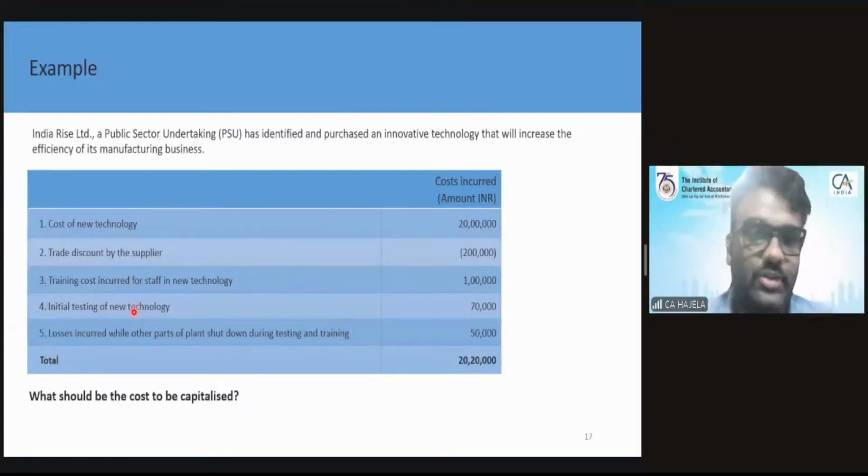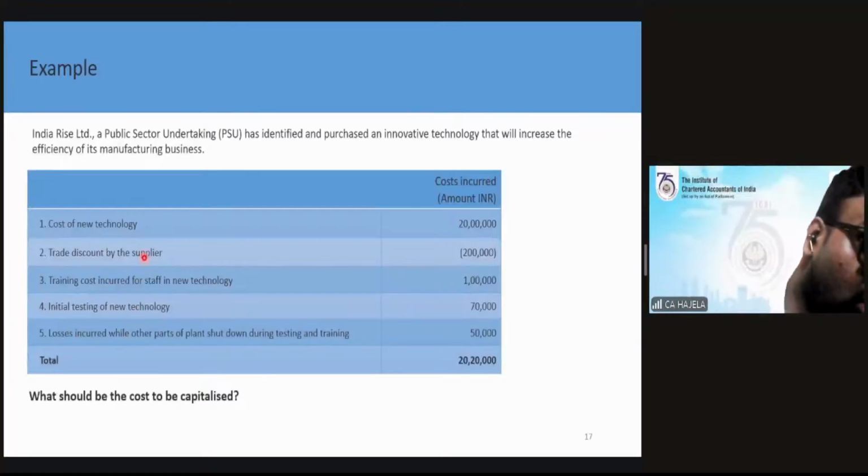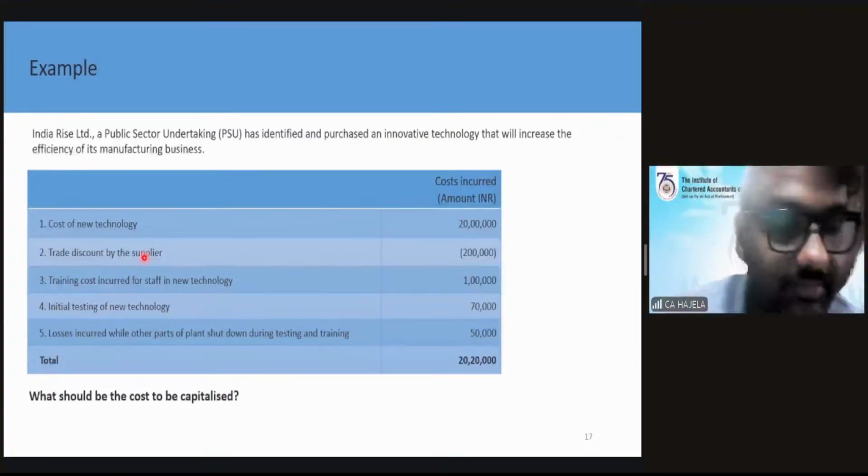Initial testing of new technology. If you can recall, when I was talking about what cost to include, I said cost to bring the intangible asset to its intended use. Now, initial testing is required to bring the asset to its intended use. That is why initial testing cost is allowed to be capitalized.